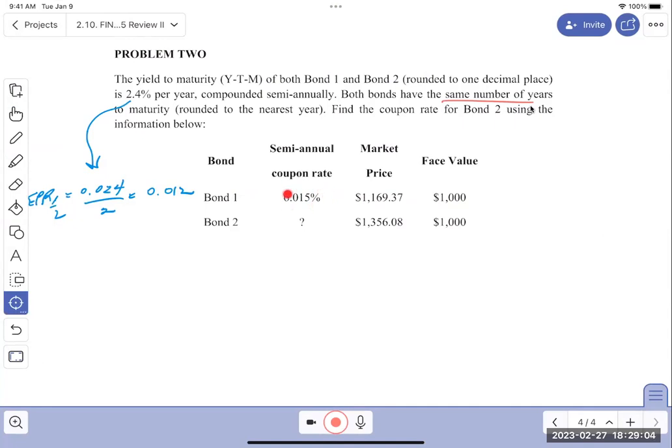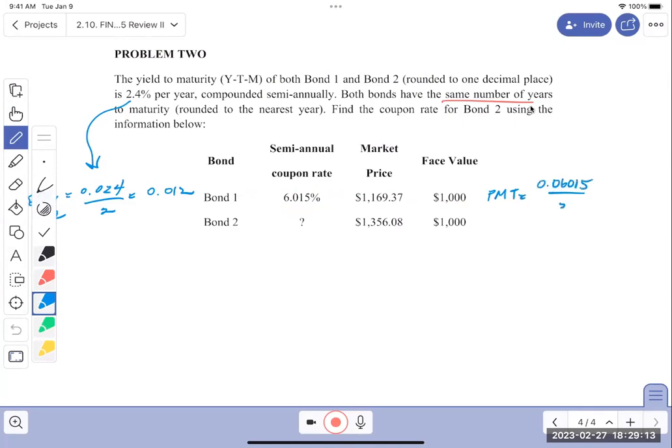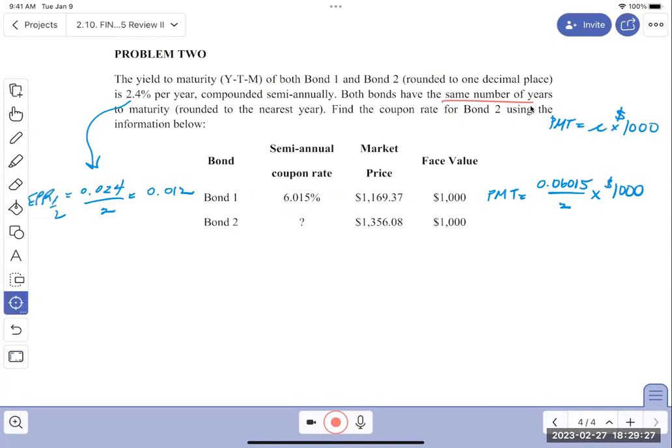Now we need to, like you said, get the payment for bond one, which is also divided by two times 1,000, because we know that payment is equal to the coupon rate times 1,000, but it has to be in the interval of the payment. So this is the little c. We divide this by two to get the small c and multiply by 1,000. So we move basically the decimal place over three spots, and it is $60.15 is the coupon payment.